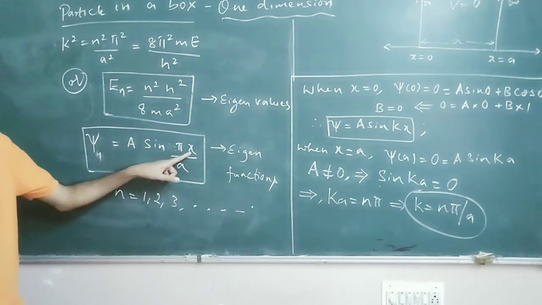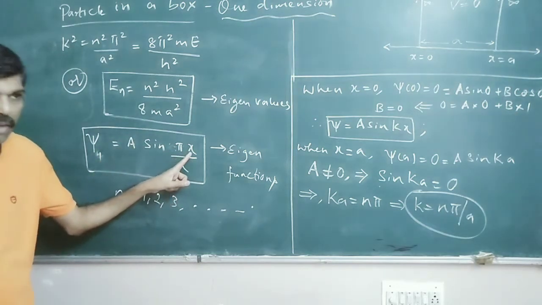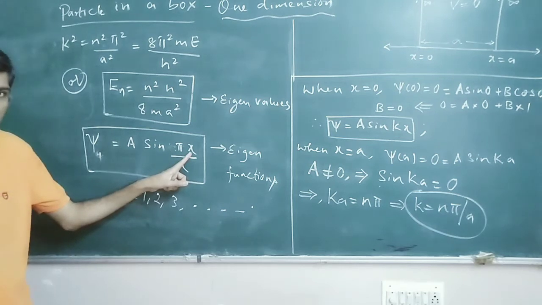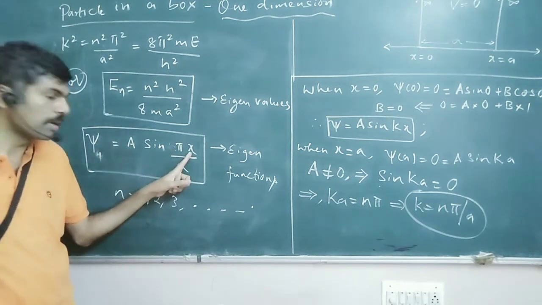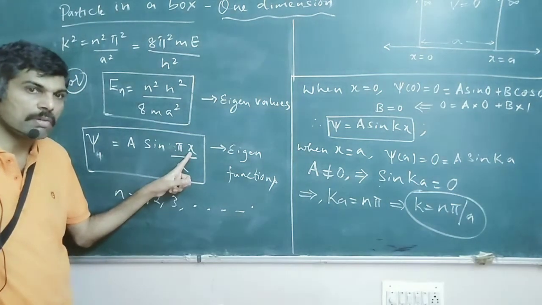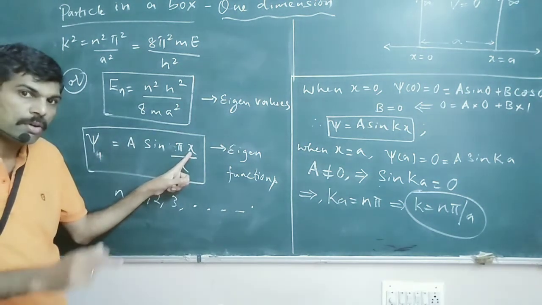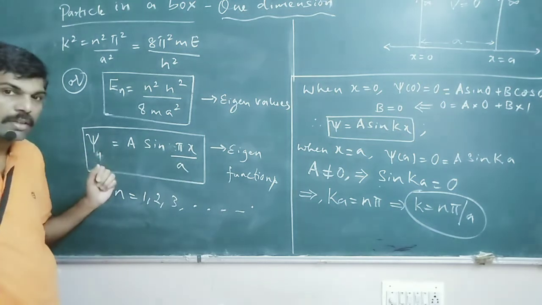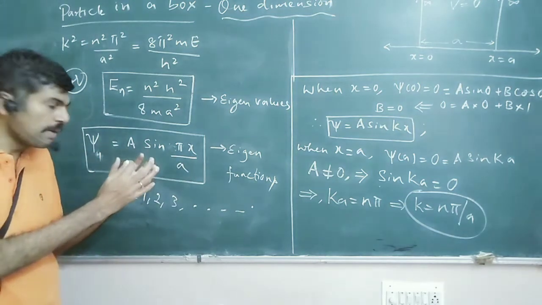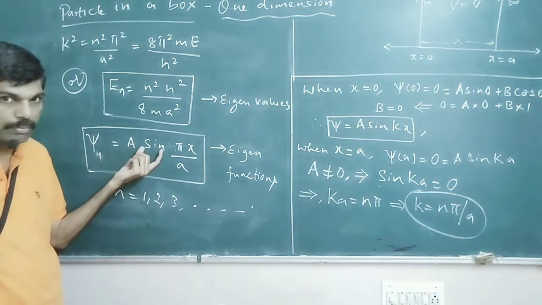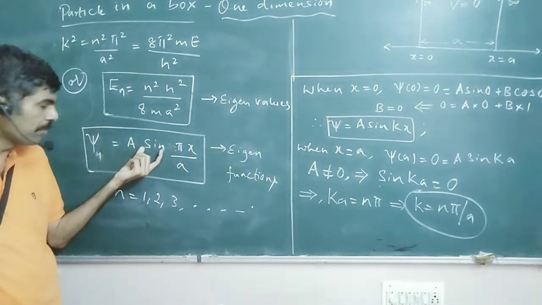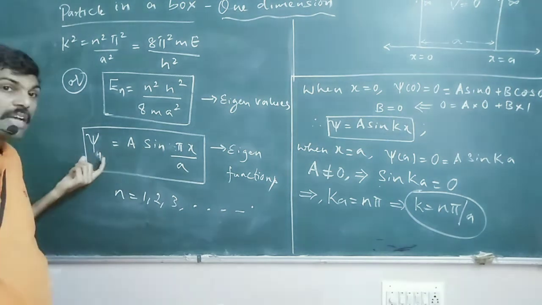So we are now going to put different values of x, like you do in plotting a graph in your high school or PU mathematics. You start putting different values of x between 0 to a. For every value of x, you will find the value of psi. And when you collect all the values of psi, you will get a sine wave, okay? And that will be psi 1.